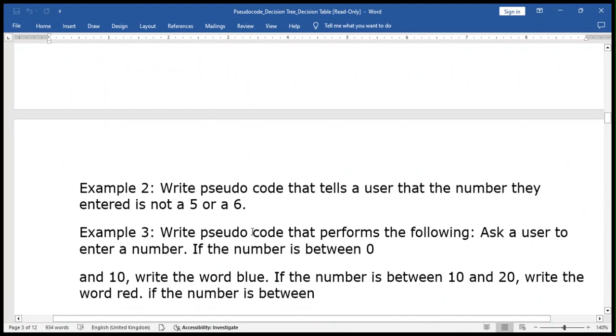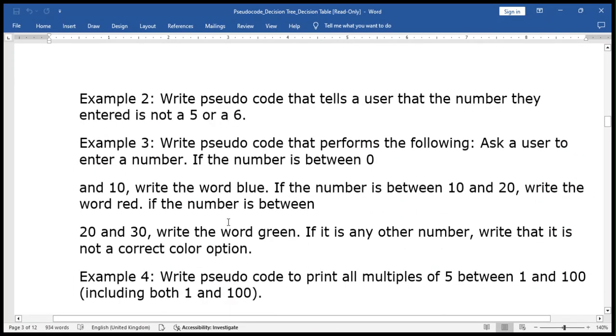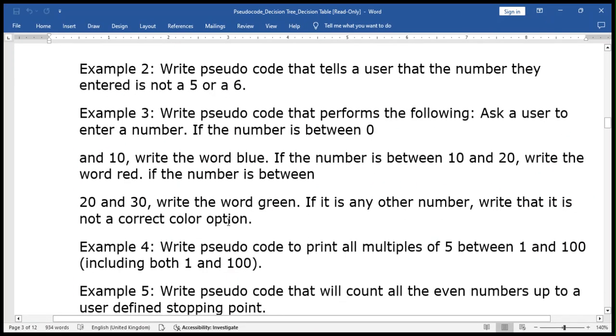Example two, write a pseudocode that tells a user that the number they entered is not a 5 or a 6. Example three, write a pseudocode that performs the following. Ask a user to enter a number. If the number is between 0 and 10, write the word blue. If the number is between 10 and 20, write the word red. If the number is between 20 and 30, write the word green. If it is any other number, write that it is not a correct color option.